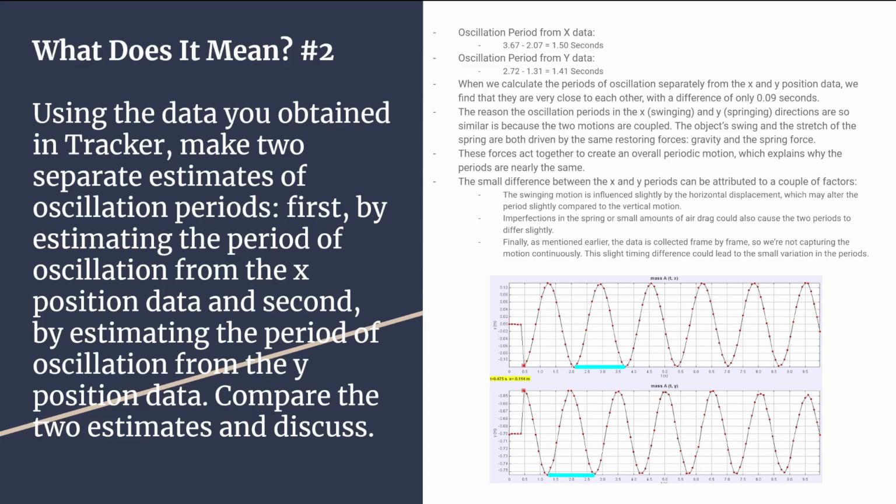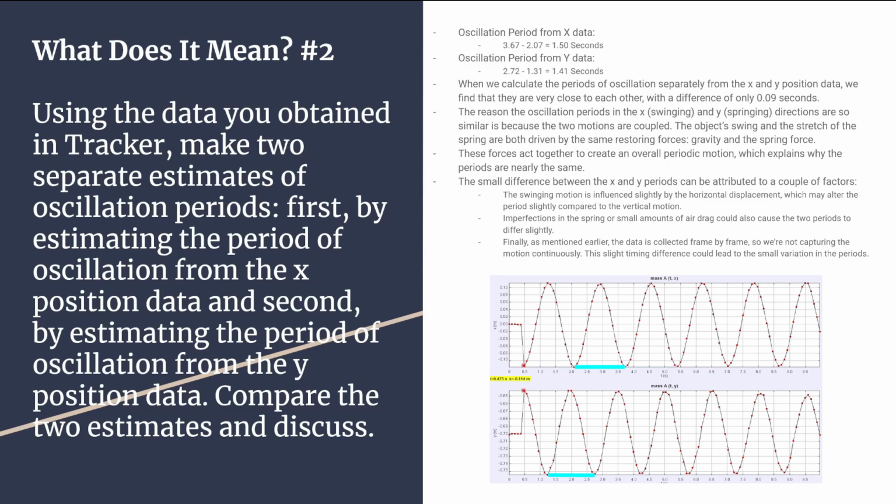The reason the oscillation periods in the x and y directions are so similar is because the two motions are coupled. The object swing and the stretch of the spring are both driven by the same restoring forces, which are gravity and spring force. These forces act together to create an overall periodic motion, which explains why the periods are nearly the same. Small differences between the x and y periods can be attributed to a couple of different factors.